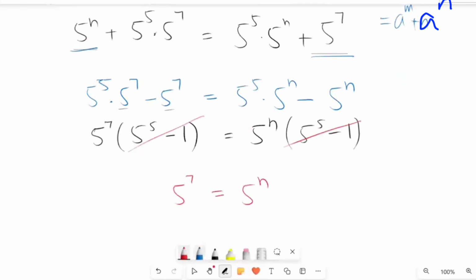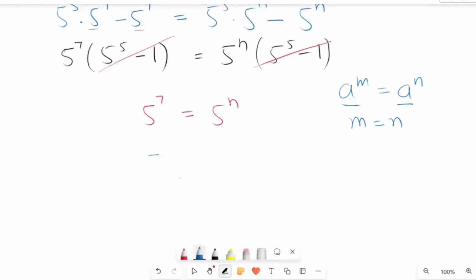Here I am going to use the exponential rule, that is a^m is equal to a^n. So here m is equal to n, because we have the same bases, so we can equate the powers. So same here, I am going to equate the powers here. 7 is equal to n. So the value of n we find out is 7.